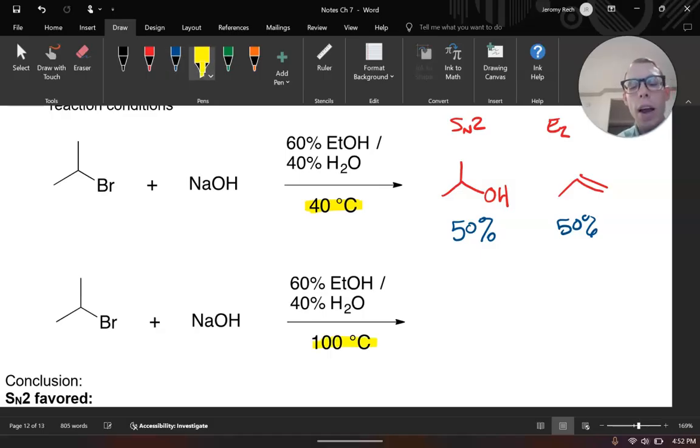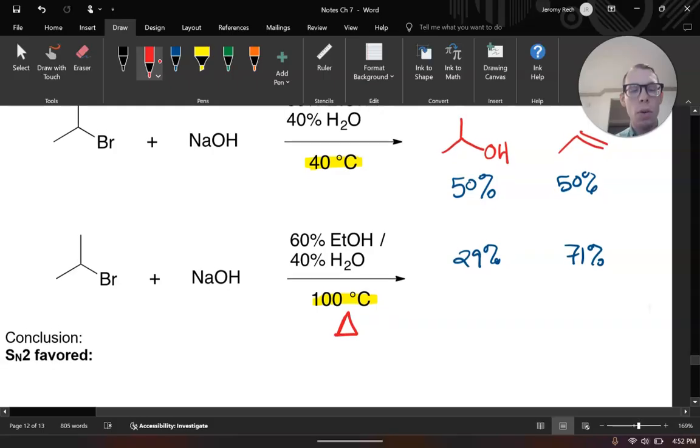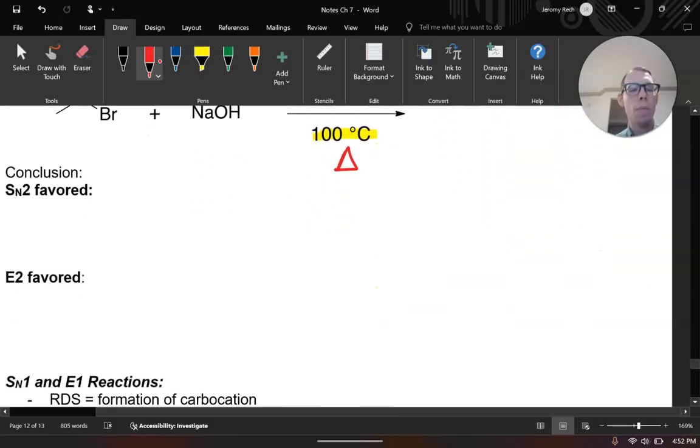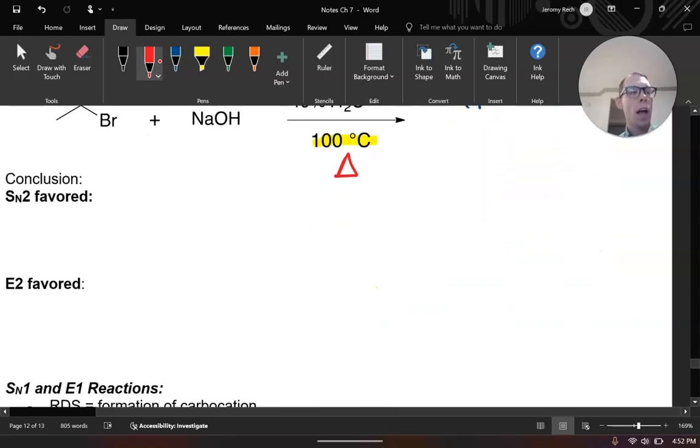If you increase that up to 100 degrees, you're going to favor your E2 significantly more, and that makes that about 29 to 71%. So you can see as you increase your temperature, you're favoring your eliminations. Most of the time, rather than me actually listing a condition, you will see a delta or a triangle. If you see that delta, that is going to give you a big hint that we want to do elimination.